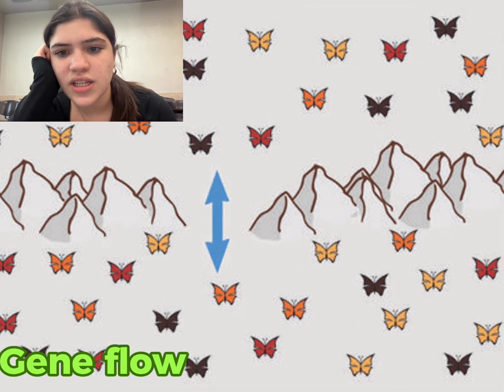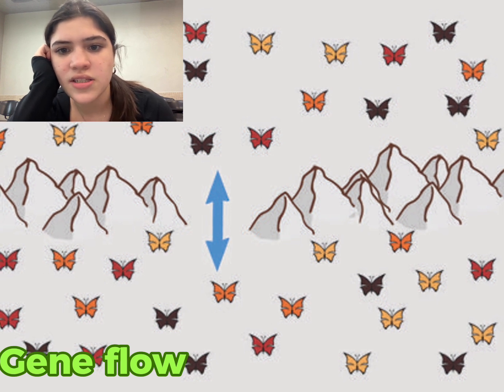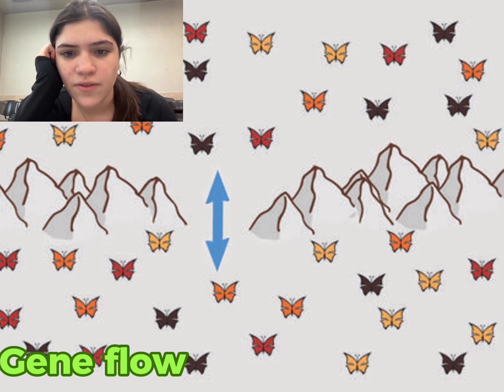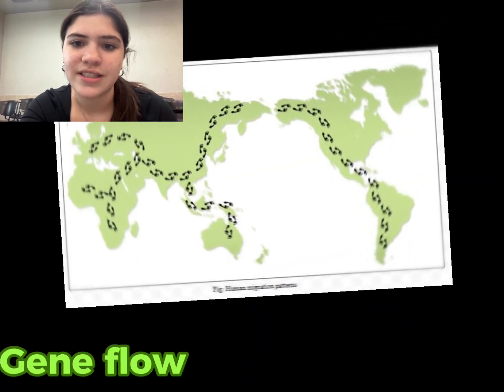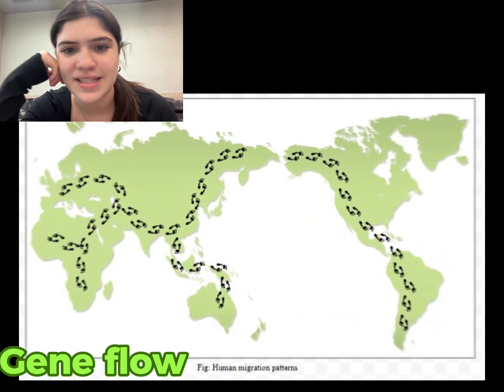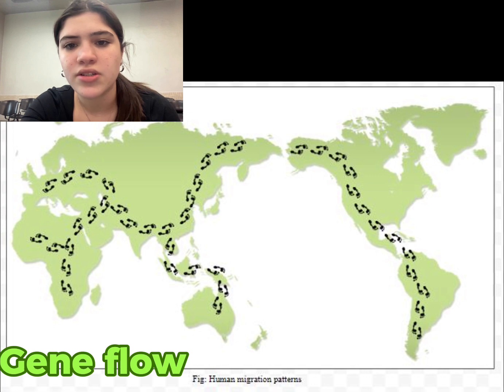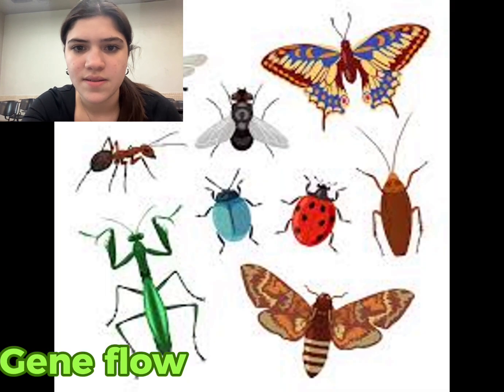It introduces new genetic material, promotes homogenization between populations, maintains diversity, and facilitates adaptations to changing environments. Examples of species: migratory birds, fishes, and insects.